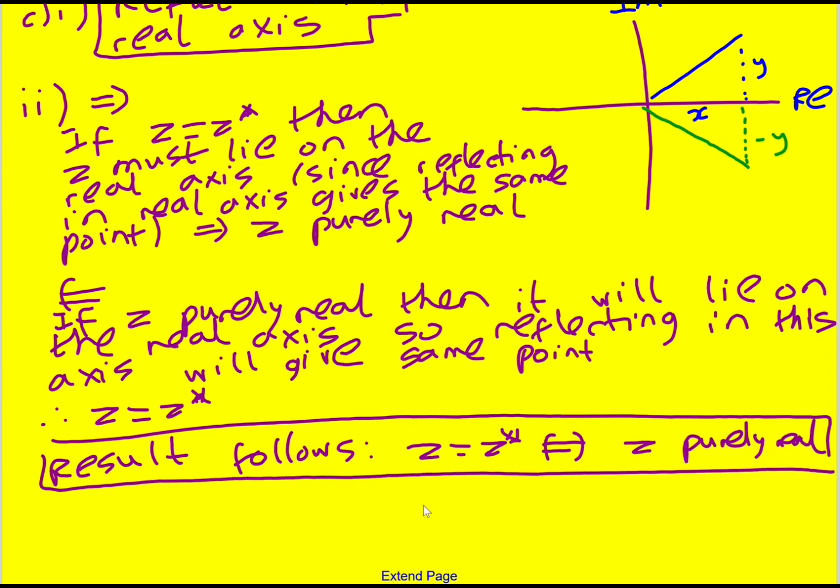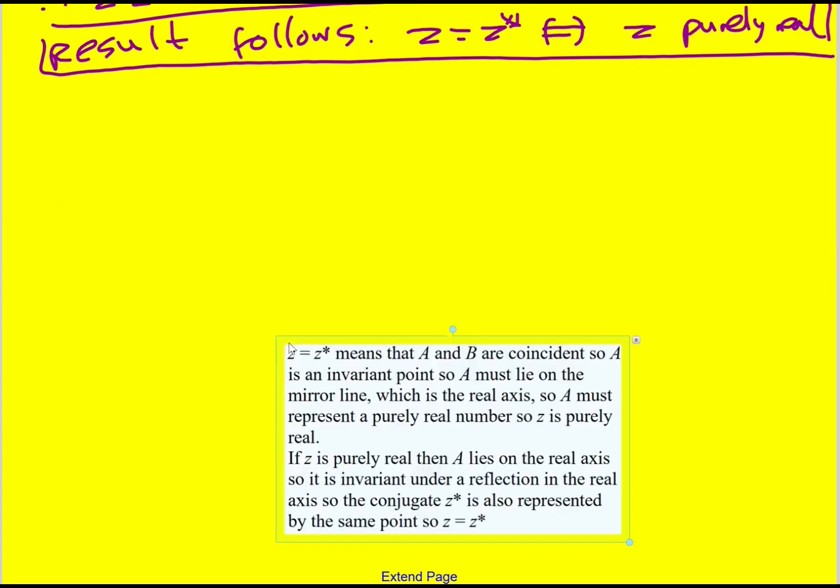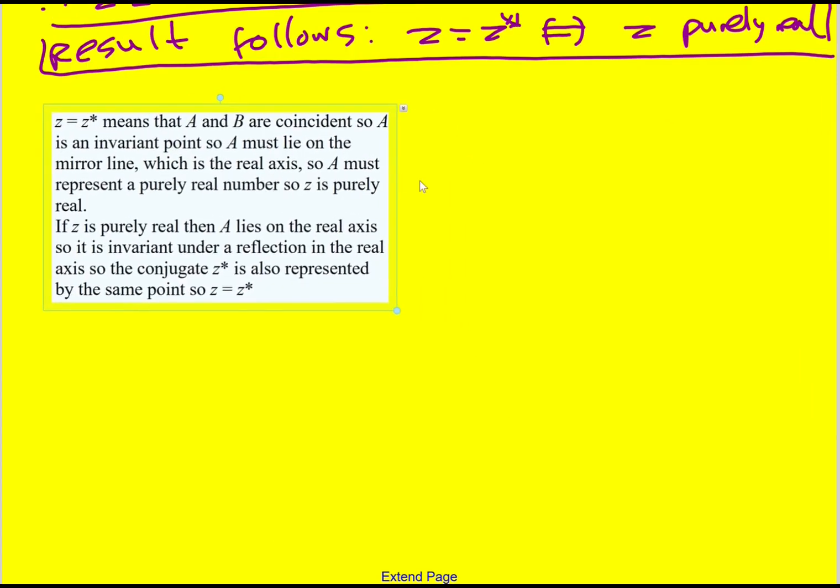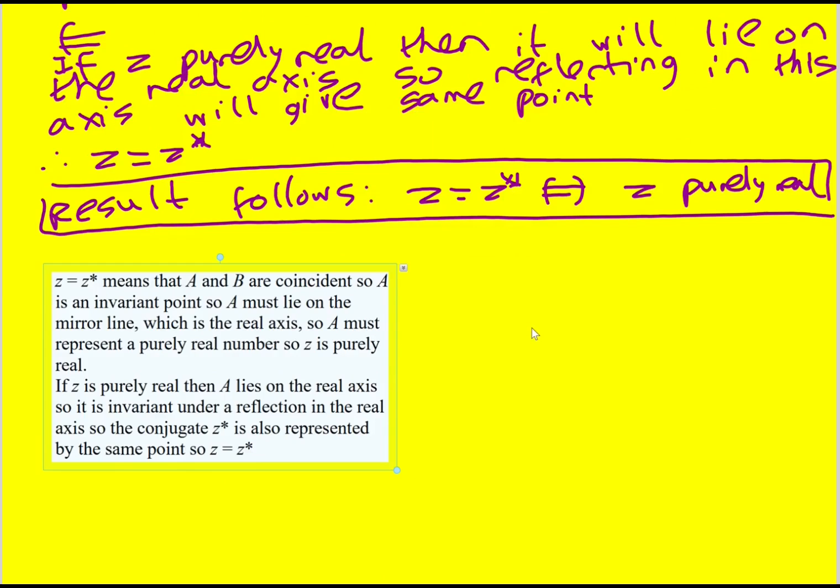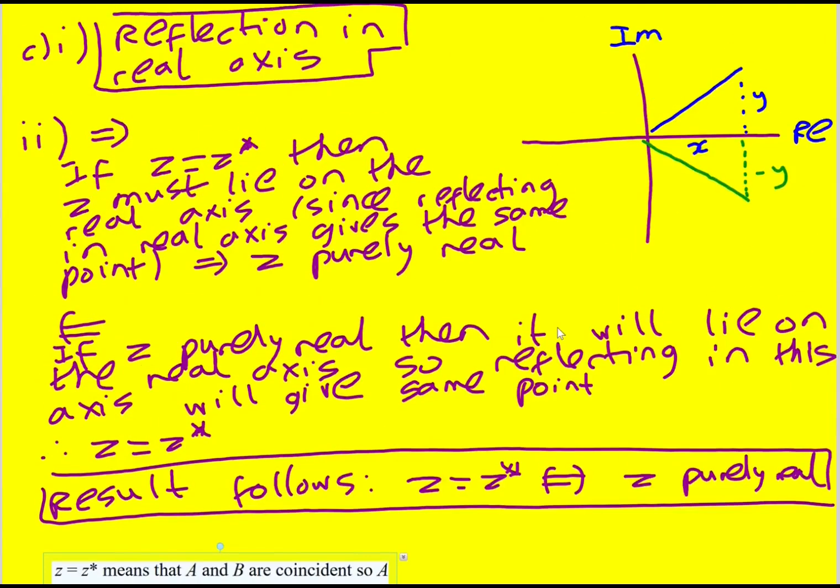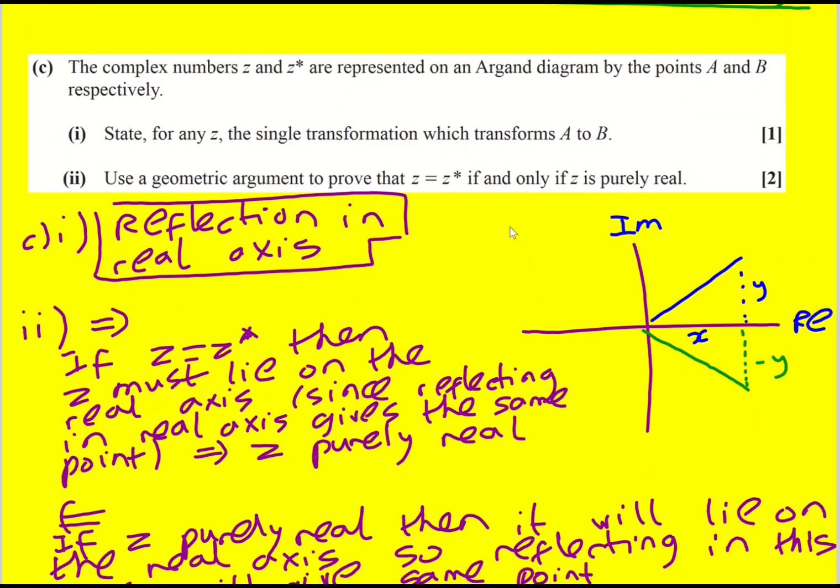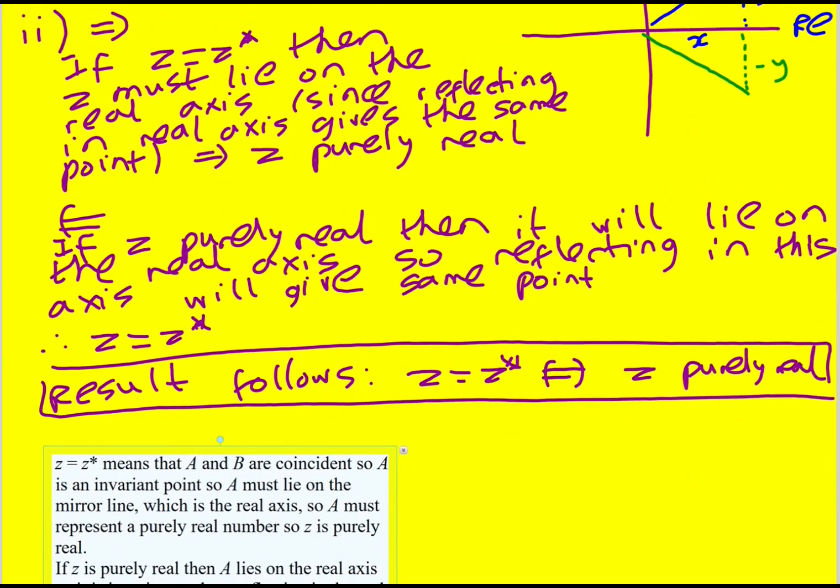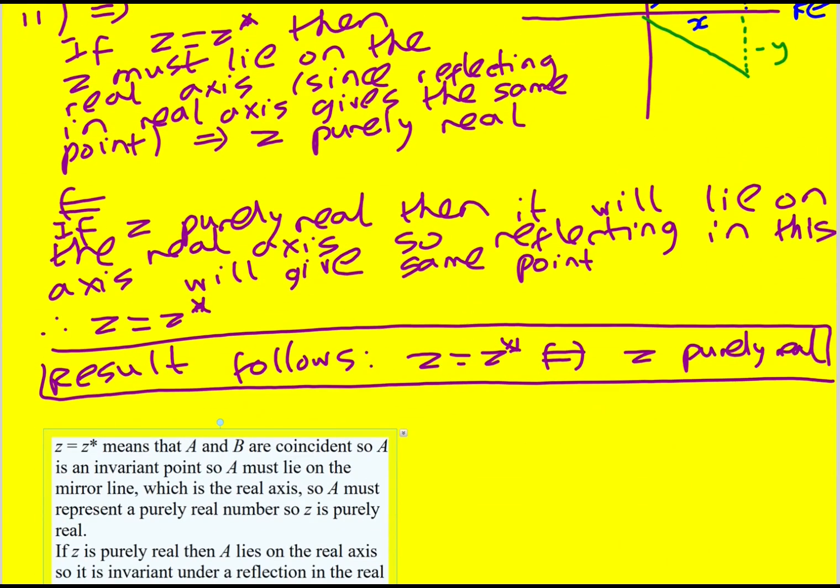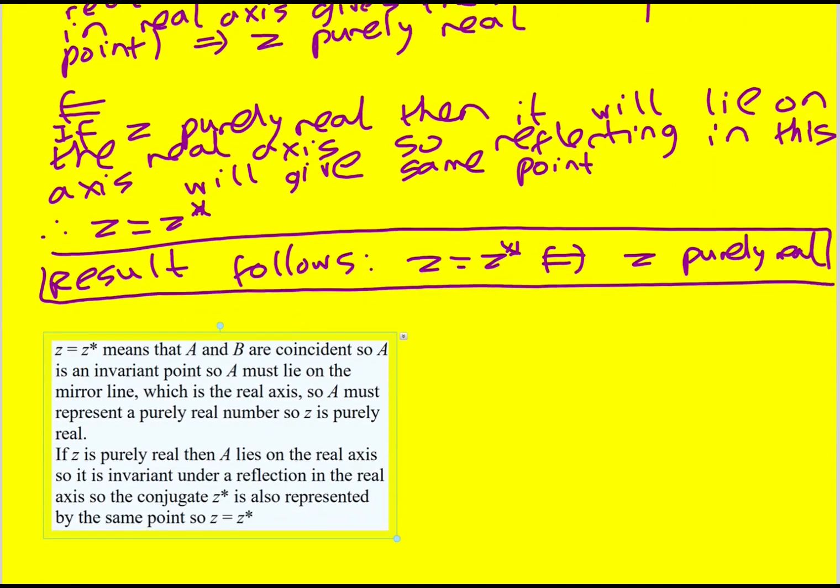That's how I did this question. The mark scheme is a little bit more technical, so I'm just going to share that to finish. So z equals z star means A and B are coincident. Okay, I do quite like that. I didn't actually refer to A and B, to be fair. I just said that z must lie on the real axis.